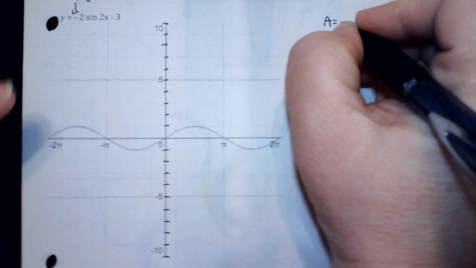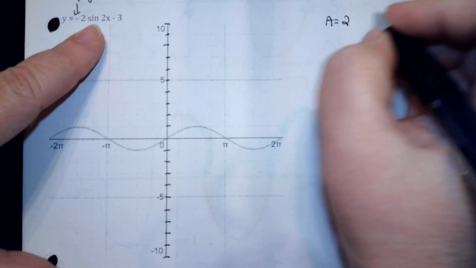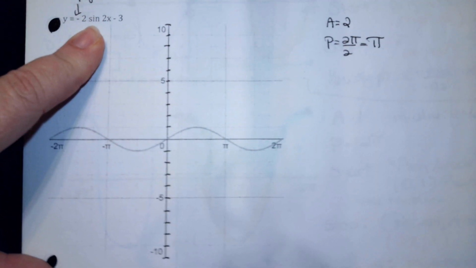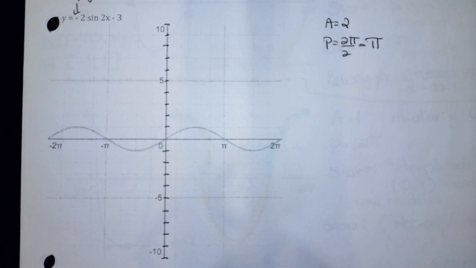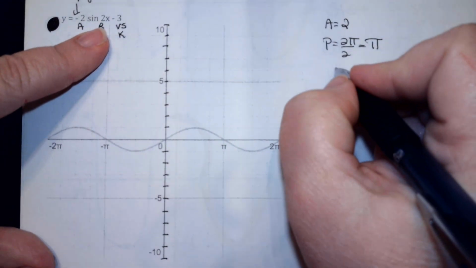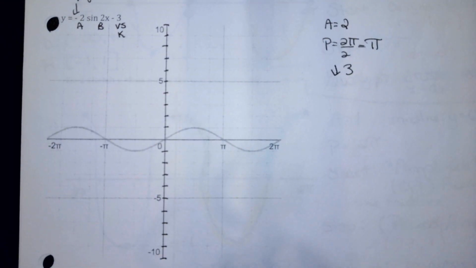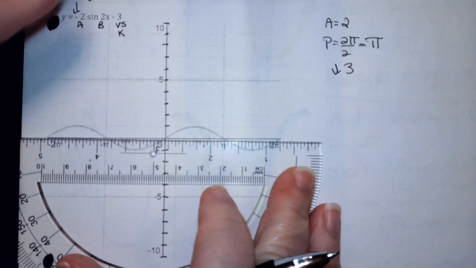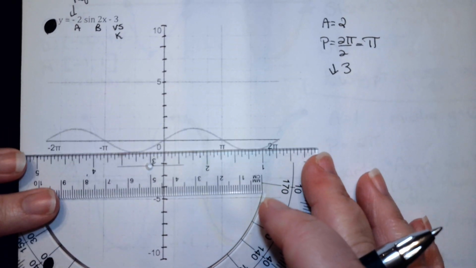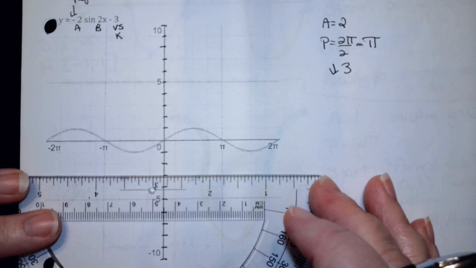All right, so again, that negative right there means it's going to be reflecting, so it reflects. The amplitude is 2. The period is 2 pi over 2, which is just pi. So that means by the time it hits pi, it should be a complete cycle. So remember, that's your amplitude, that's your period. The 3 is your vertical shift, which we know is a K. So minus 3 means it's going to go down 3. So starting at y equals 0, we're going to take that midline and we're going to move it down 3 units. 1, 2, 3.